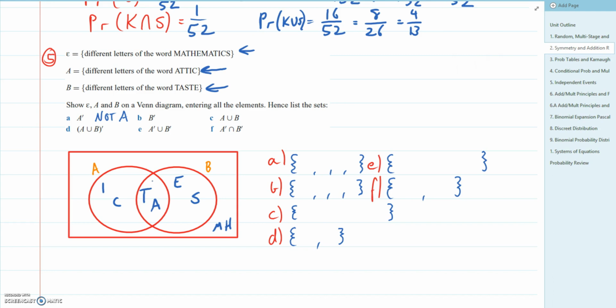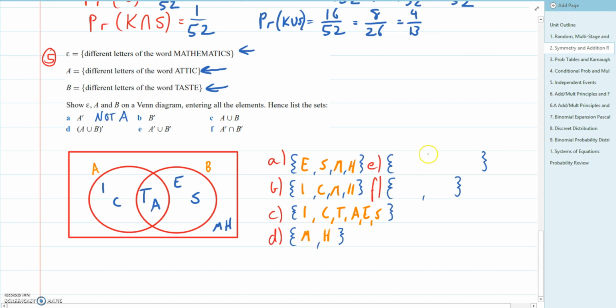So now we need to list all of these things. So everything that is not A is going to be E, S, M, H. Not B, I, C, M, H. C, it's a little bit trickier, A or B, so that's I, C, T, A, E, and S. And D, this is not A or B, so not A or B is just M and H. E, not A or not B, so not A would be E, S, M, H, or not B. This is going to be everything in the end. So this is, I and C are left over too.